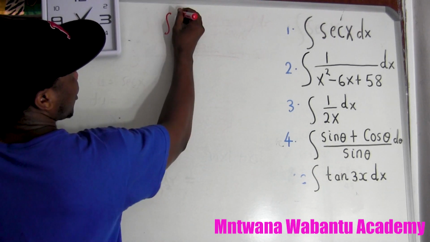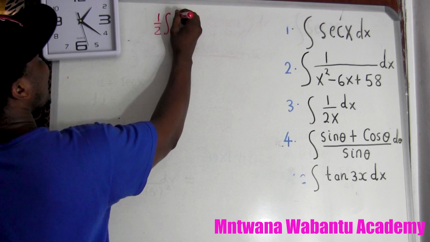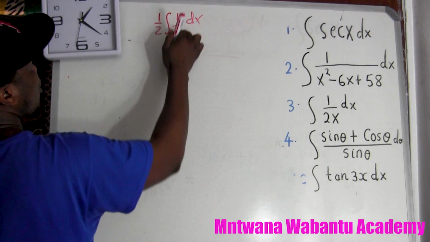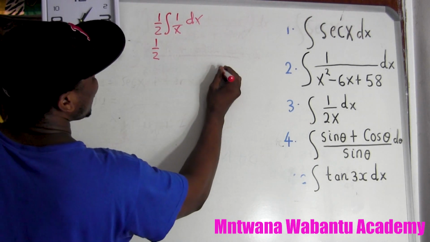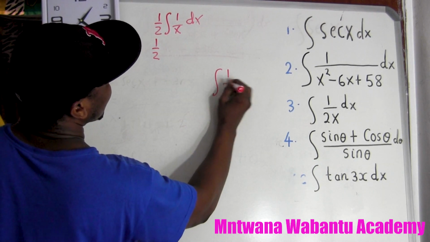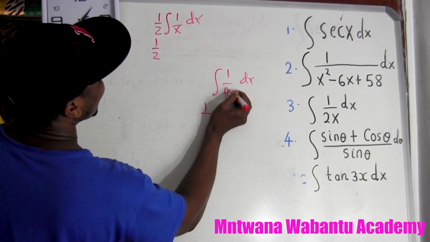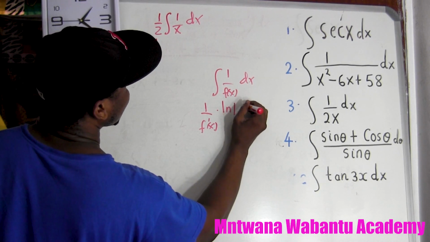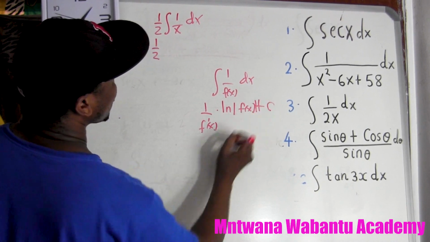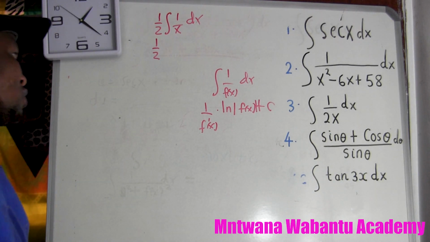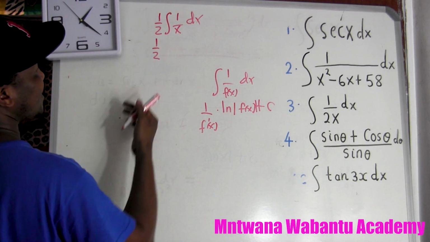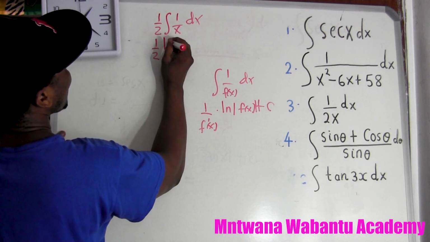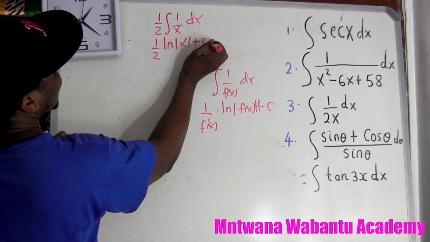So for the integral, I'll take a half back, and this is going to be 1 over x dx. Now we know this is going to be 1 over 2. Whenever you have the integral of 1 over a function, you take 1 over the derivative of your function, and then this is going to be ln of the function. These are rules, guys. You can also go to the integral table and look at it. So here it's going to be ln of x plus a constant, because you don't have a limit.